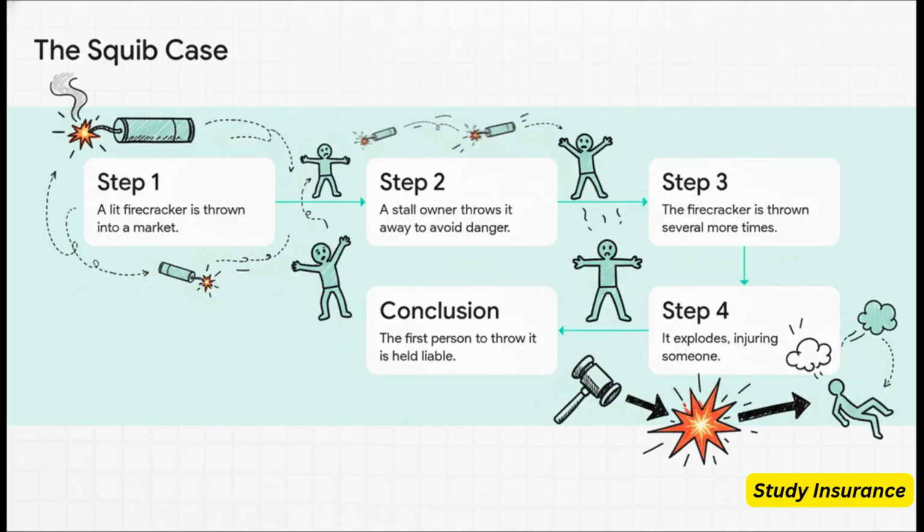It's a classic for a reason. So, some guy throws a lit firecracker into a crowded market. The person it lands near, naturally, panics and throws it away. The next person does the same thing, and so on, like a game of hot potato. Finally, it explodes and injures somebody.